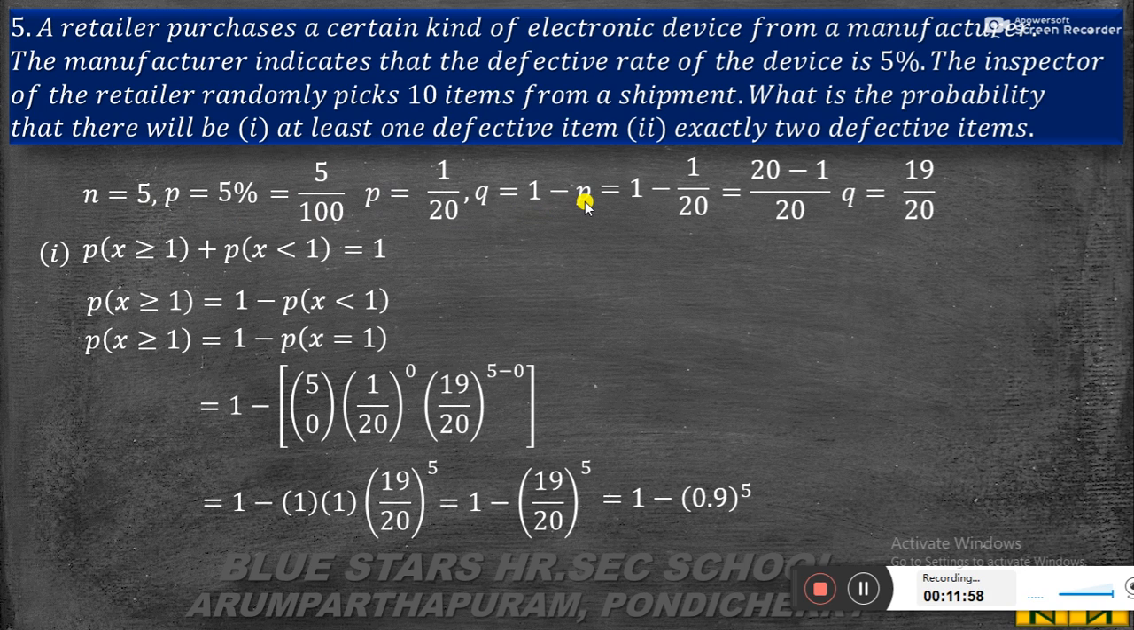So q equal to 1 minus p. 1 minus p means 1 minus 1 by 20. I am just doing the cross multiplication, 20 minus 1 by 20. So q equal to 19 by 20.